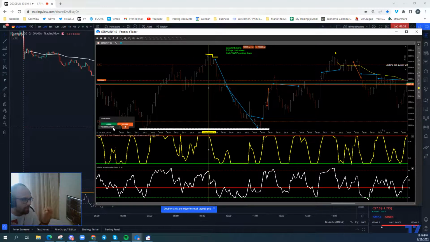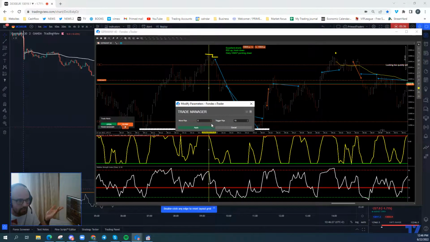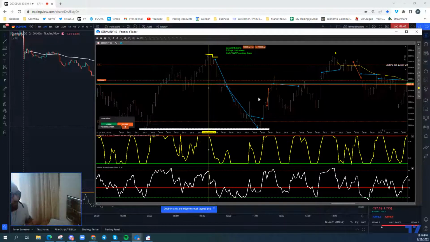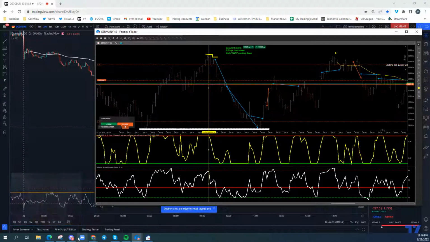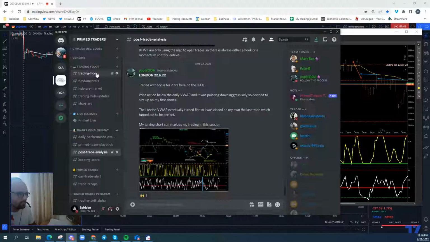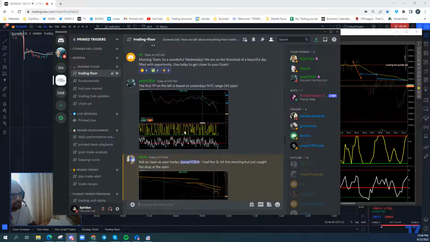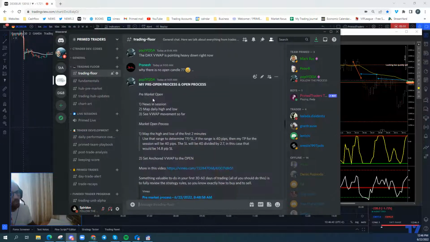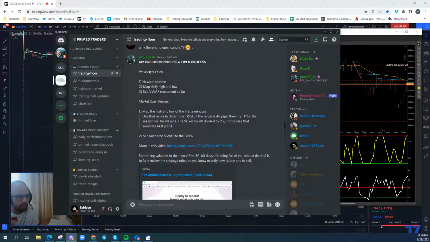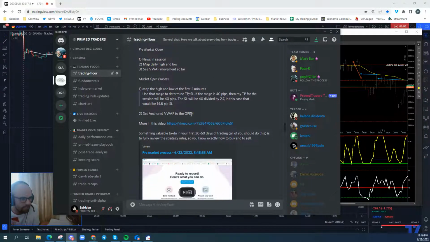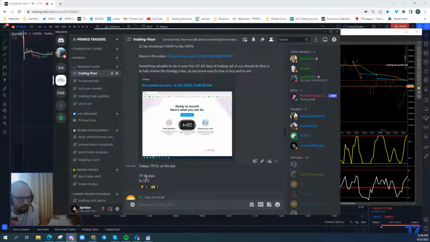Now, I have a trade manager that locks in our trades automatically, in this case after 13 pips, because I base my TP and SL on the opening range of a specific trading session. Let me just show you here. Pre-market, I explained what I do in pre-market, the market opening process, the first 2 minutes. You guys can see here, in this case, my TP is 36 pips, my SL 13.3.